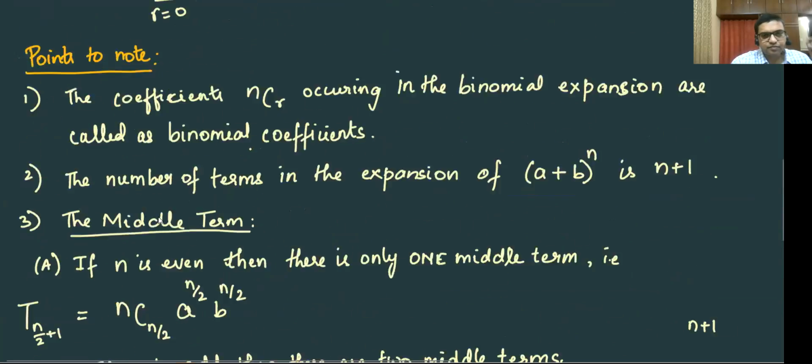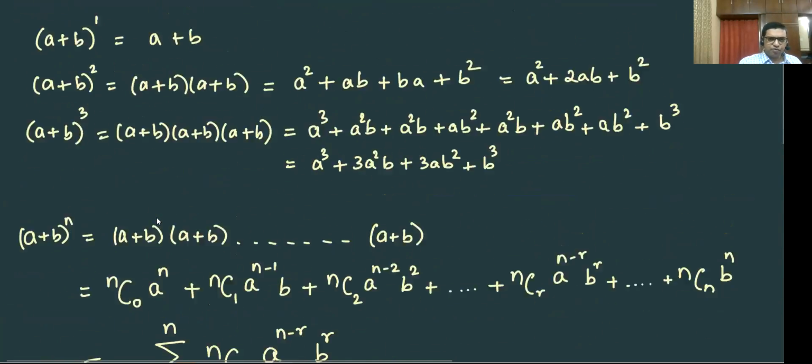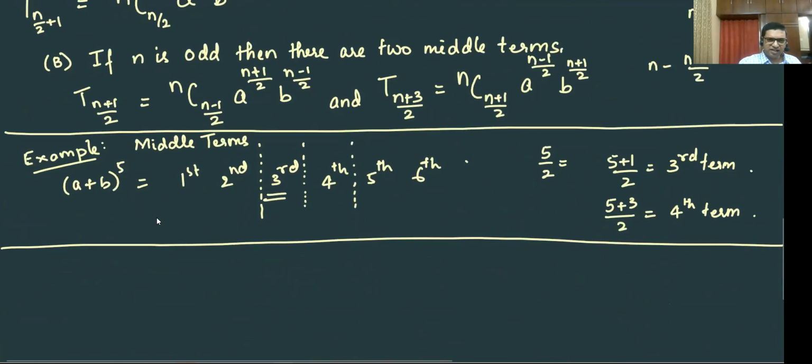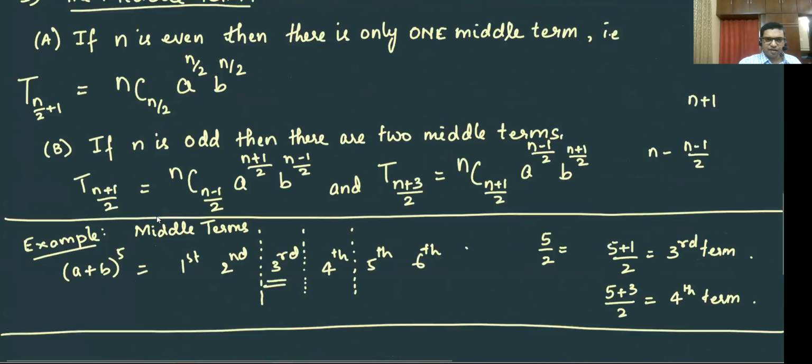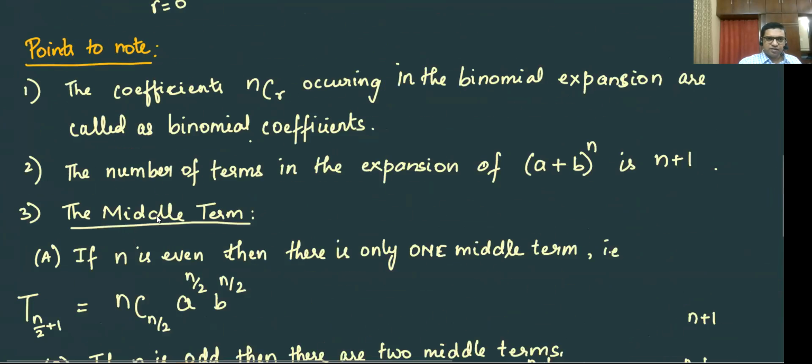Okay, now there is a way. How do you do nCr? How do you calculate the coefficients? There is something called Pascal's triangle.